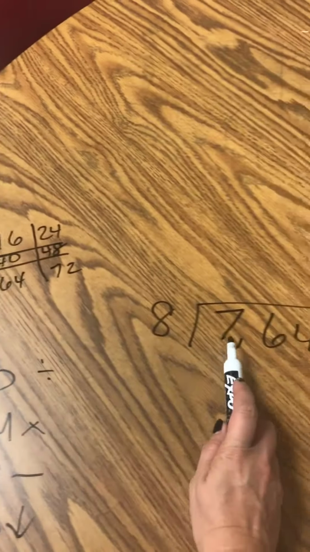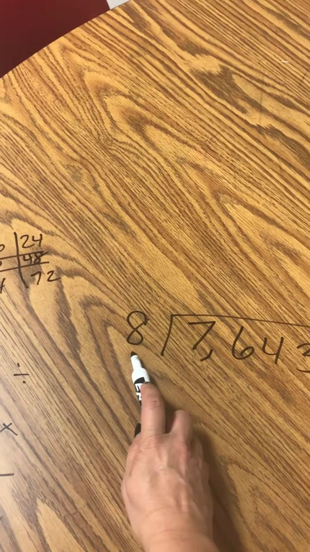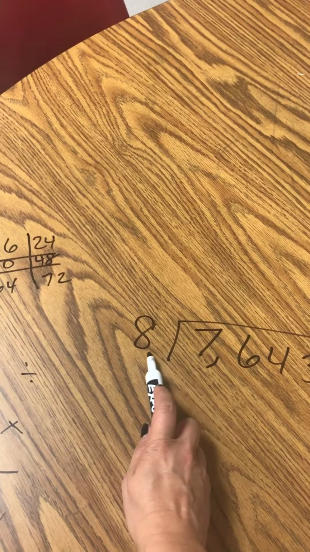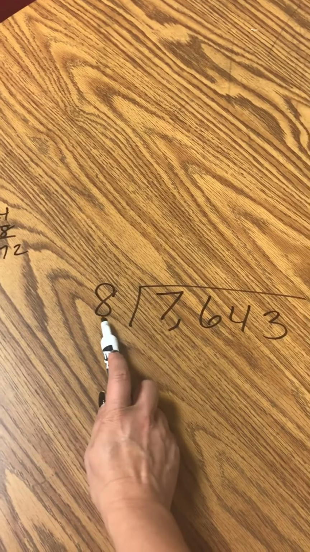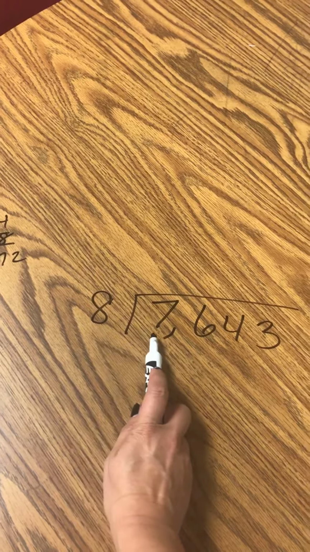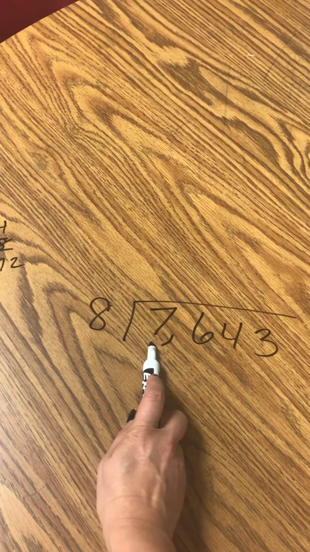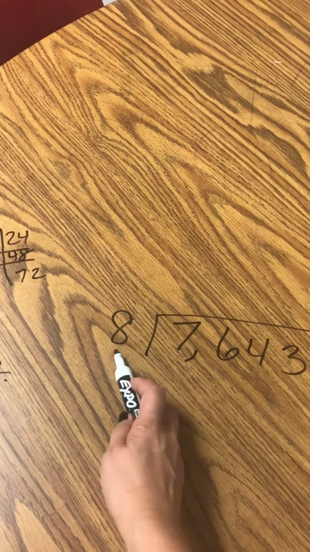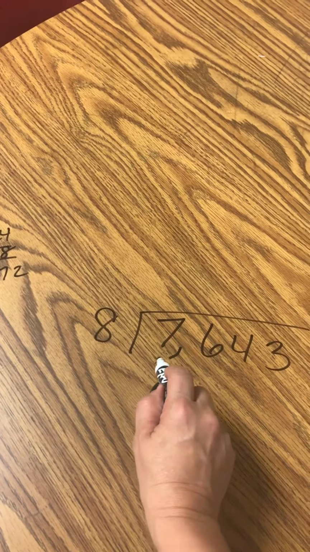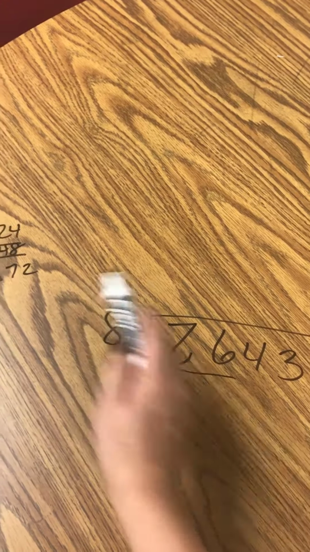So the first step would be to divide. If I have 7 and I try to divide it by 8, because 7 is a smaller number than 8, we cannot make any groups of 8 in the number 7. So instead of trying to divide 7 by 8, we are going to take a look and try to divide 76 divided by 8.